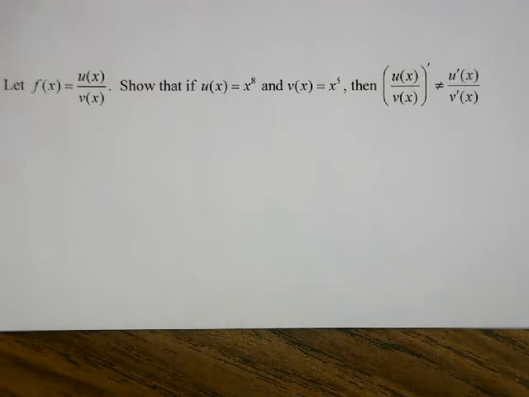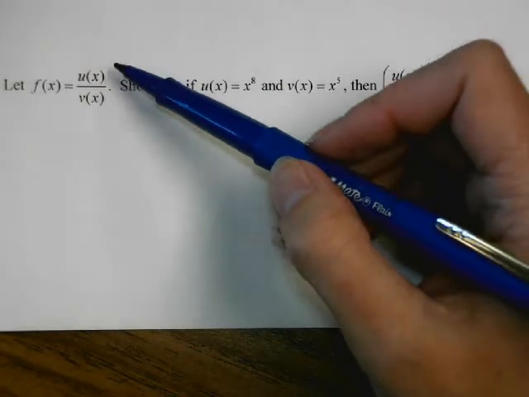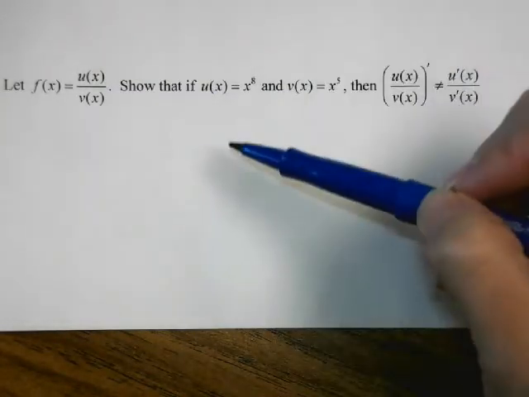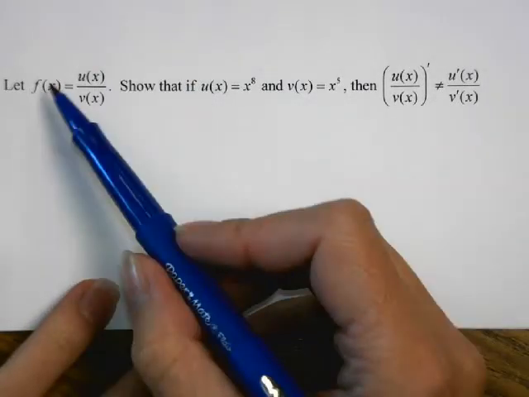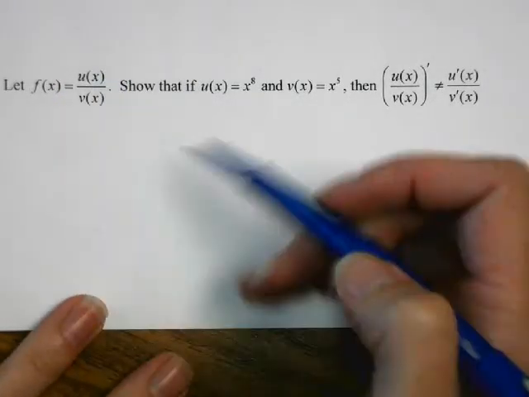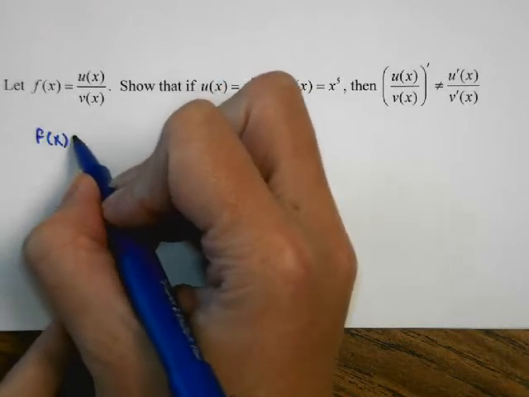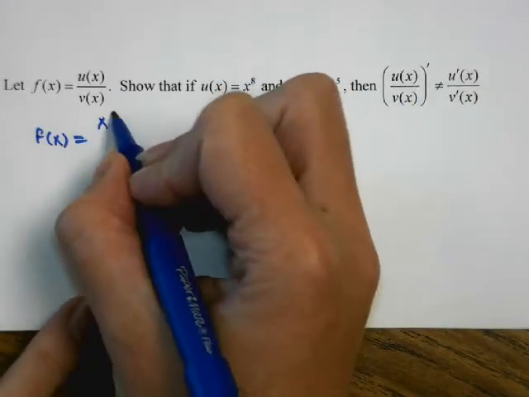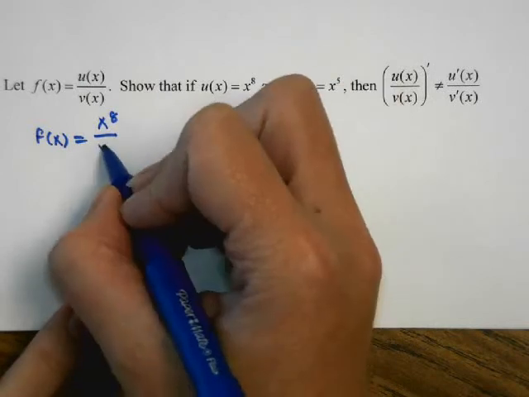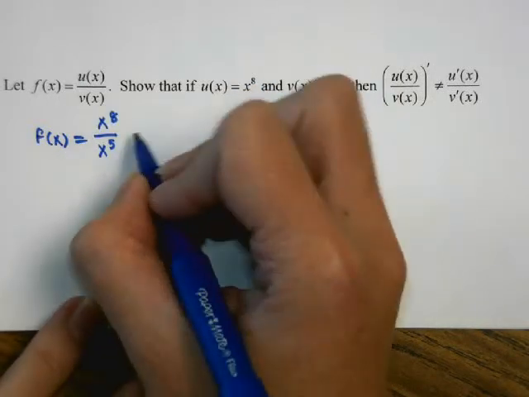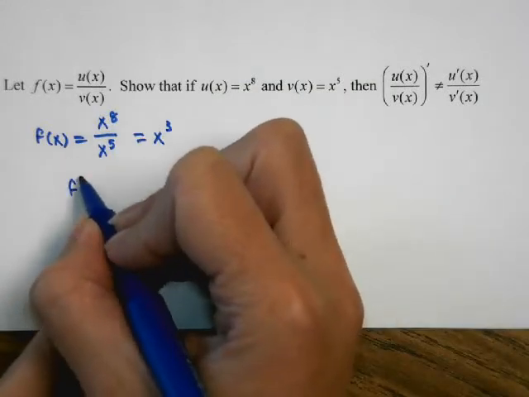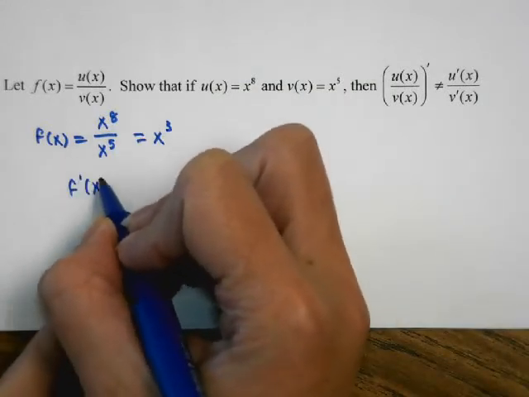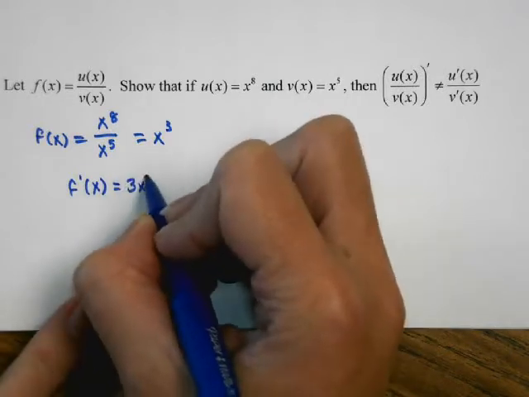Okay. We did an exploration when we did the product rule where we showed that when you multiply the two functions, it does not equal the derivative of the product. So we're going to do a similar thing here. I'm going to let f of x equal u of x over v of x. So u of x is x to the 8th. v of x is x to the 5th. So f of x is really x cubed. So the derivative of this is 3x squared.